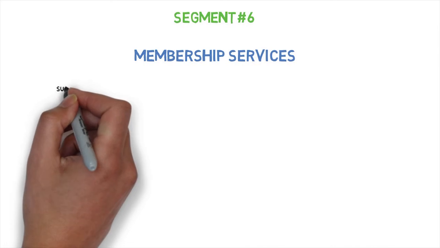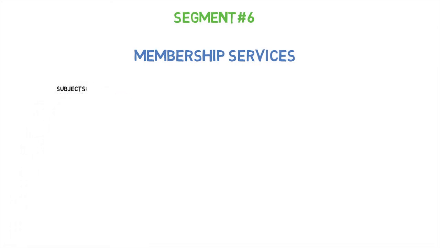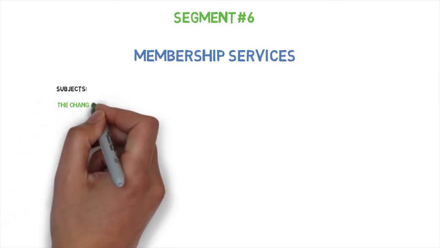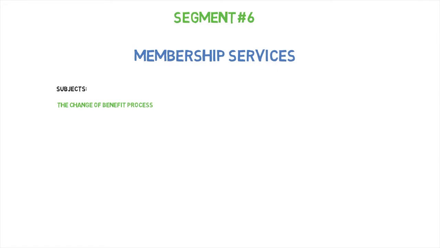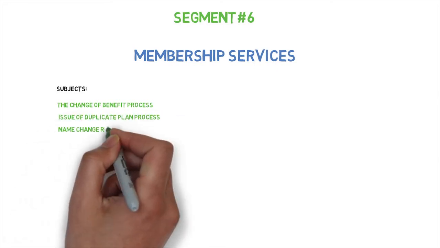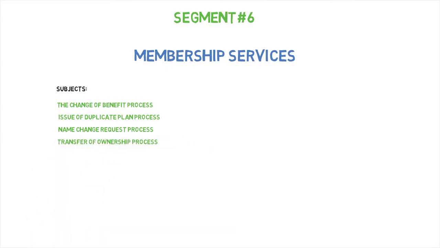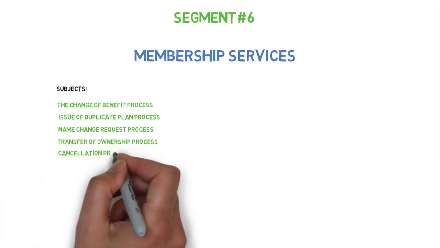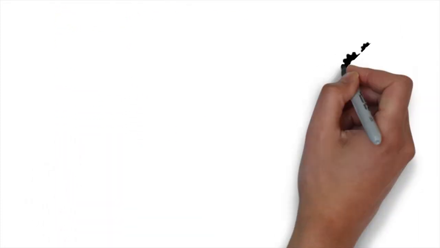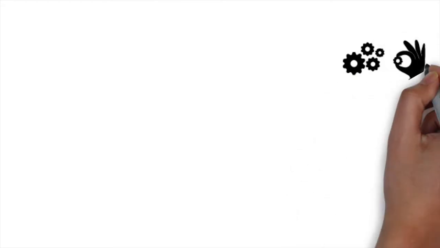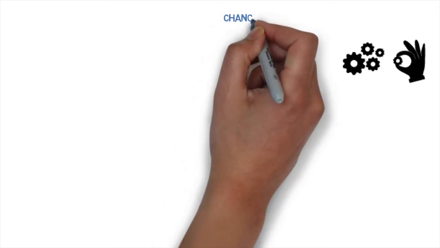At the end of this tutorial, you should become familiarized with the change of benefit process, issue of duplicate plan process, name change request process, transfer of ownership process, and the cancellation process. For several reasons, a client may wish to make a change to their plan. The following processes and procedures are available so that changes requested can be made.